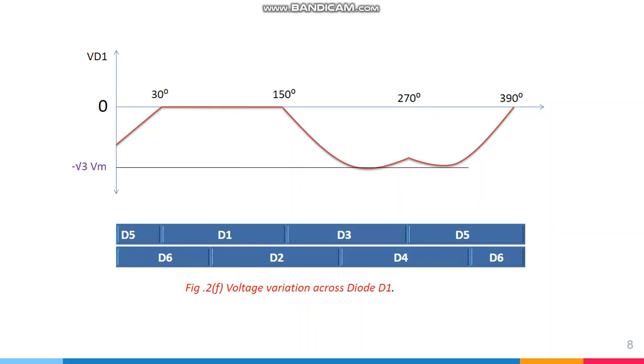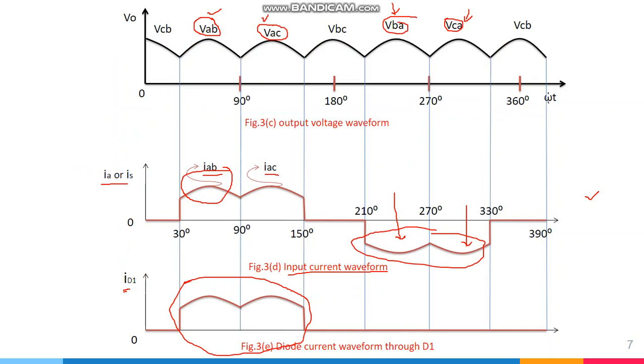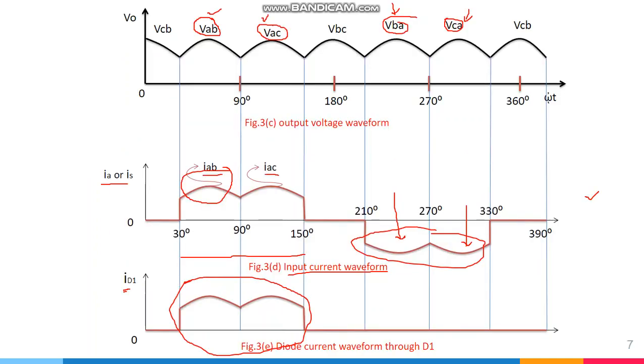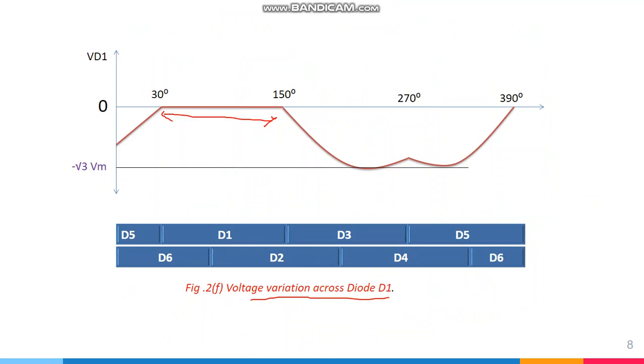And if I look at the voltage variation across diode D1, during this time instant 30 to 150, this diode was operating. Therefore, there should be no voltage drop across this diode in this time period, 30 to 150 degree, and the voltage will appear across this diode only when this diode is not operating. So after 150 degree, this diode is not operating. Therefore, the voltage obtained across this is like this.